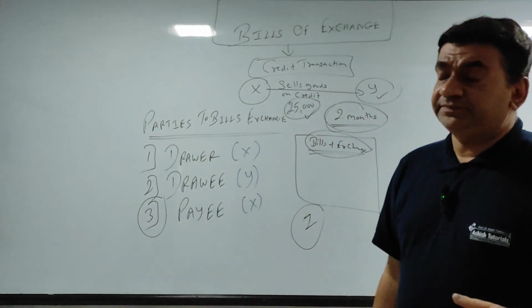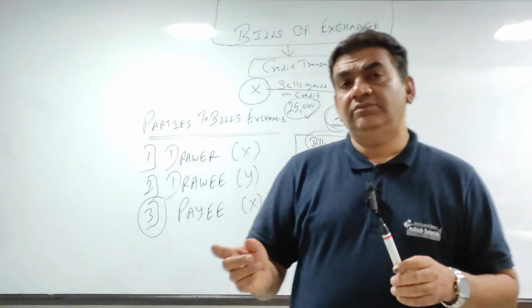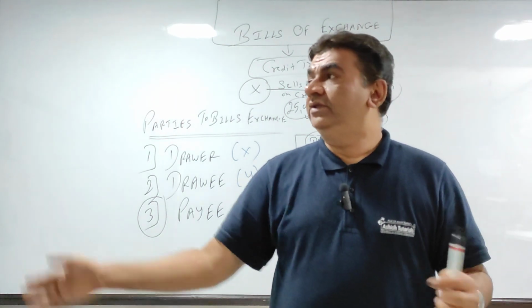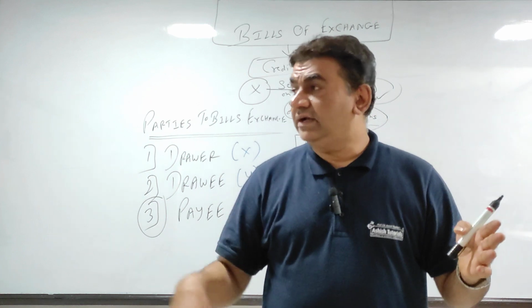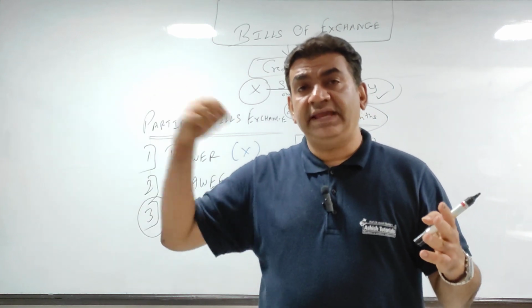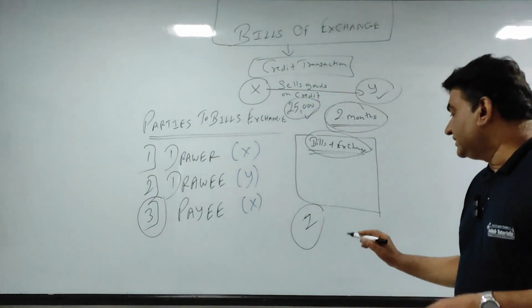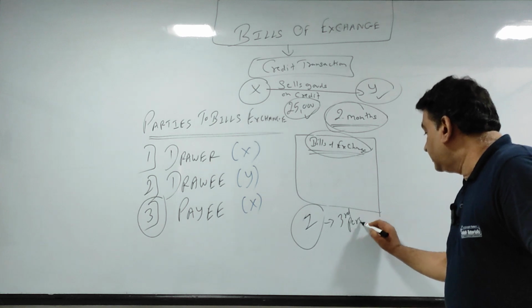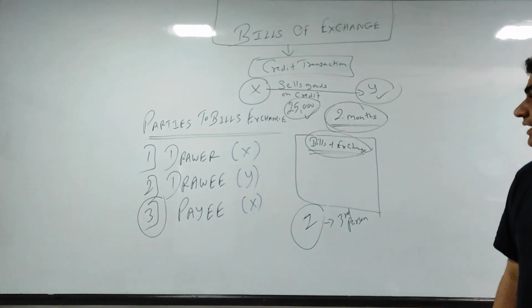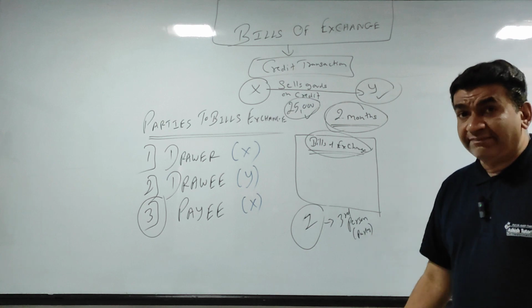Now what will happen? X क्या बोलेगा Y को? अरे देख मुझे Z को 25,000 देना है, तू मुझे देगा, फिर मैं Z को दूं, मेरे अकाउंट में लेके. एक काम करना, ड्यू डेट पे तू इंस्टेड ऑफ पेइंग टू मी तू सीधा सीधा Z को दे दे. So in this case Z becomes the third person, or we call it as third party. So now what will happen?